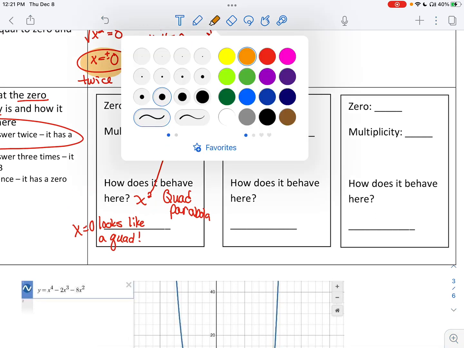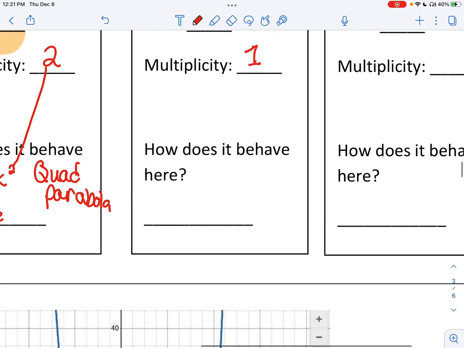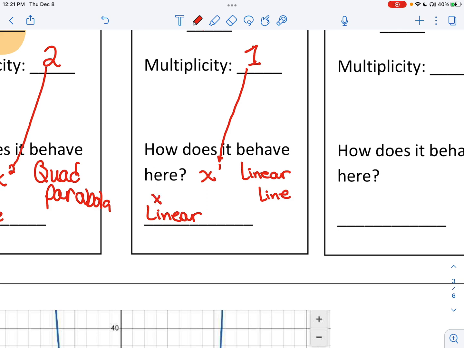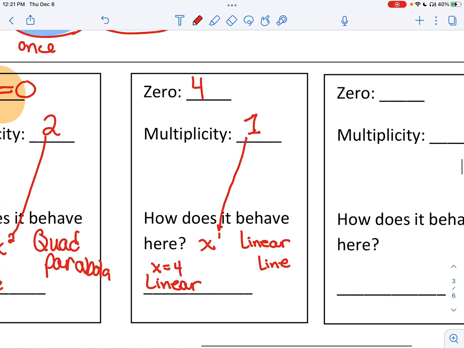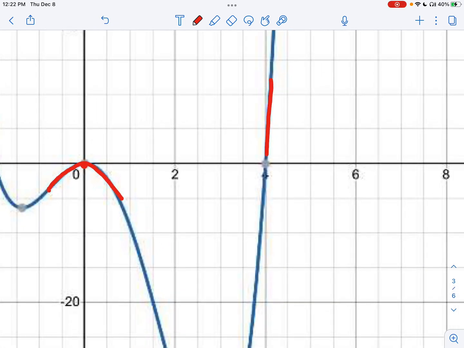Now let's take a look at the blue, x equals 4. So I have my 0, which is 4. How many times did it happen? It only happened once, right? So it has a 0 multiplicity of 1. How does it behave? Oh, x to the 1 power is linear. So it should behave like a line there, right? So at x equals 4, it's going to behave like a linear line. And if we zoomed in here on 4, wow, it really surely does look like a straight line.